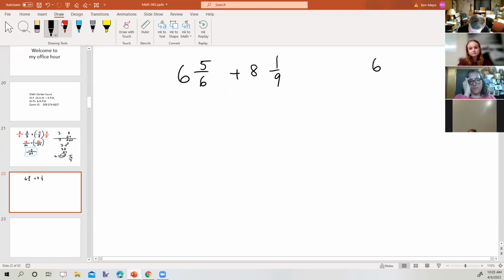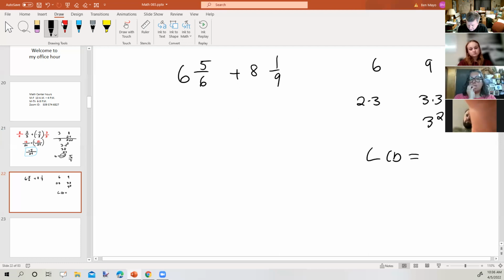So the question is, what's the least common denominator of 6 and 9? 6 is 2 times 3. 9 is 3 times 3, or 3 squared. To find the least common denominator, I take the product of the highest power of each different prime factor that is in either of the original denominators.